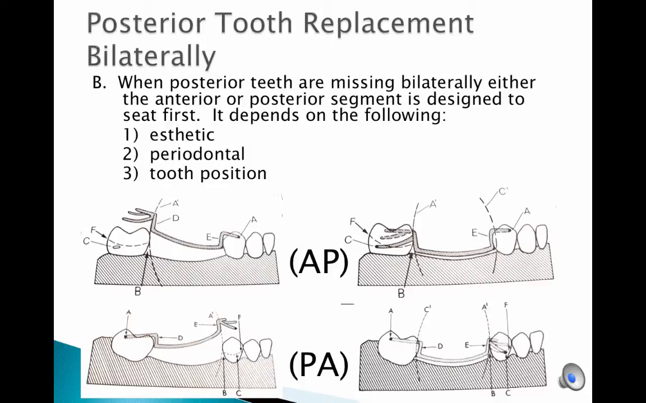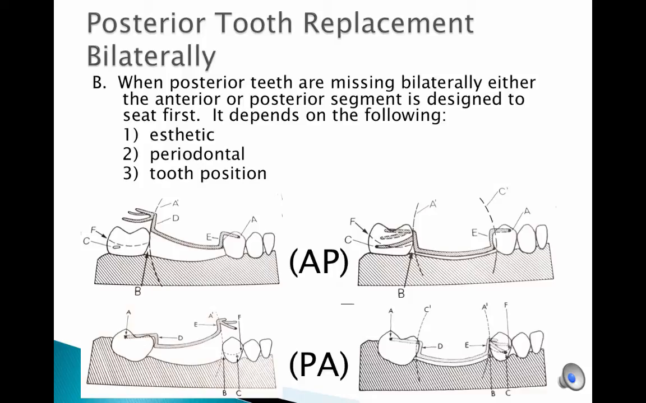When posterior teeth are missing bilaterally, either the anterior or posterior segment can be designed to seat first. It depends on the following considerations, along with the fact you're going to have some undercuts, proper undercuts in the position. If you are trying to achieve aesthetics, then you would want to eliminate any anterior clasping, in which case you would choose the anterior-posterior design for the rotational path prosthesis. It may be a periodontal factor like oral hygiene that makes you want to choose one over the other.